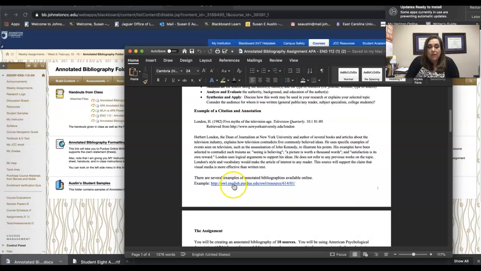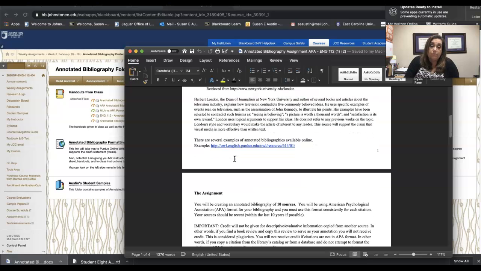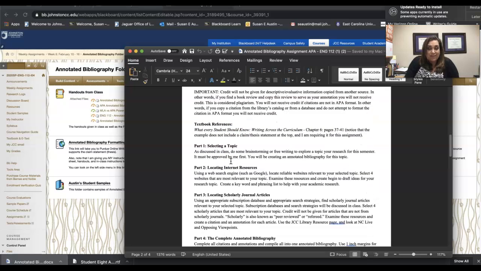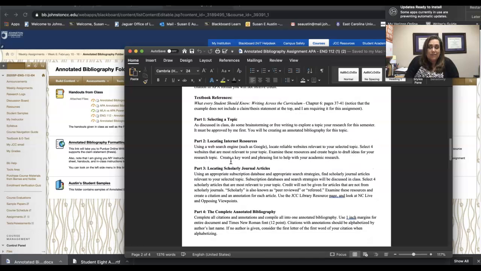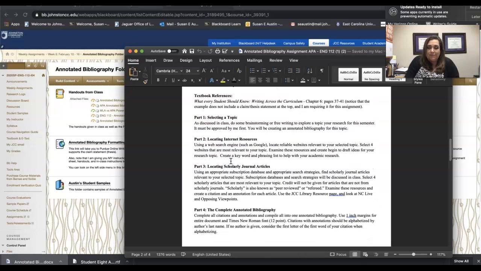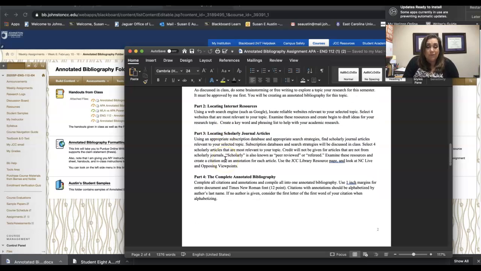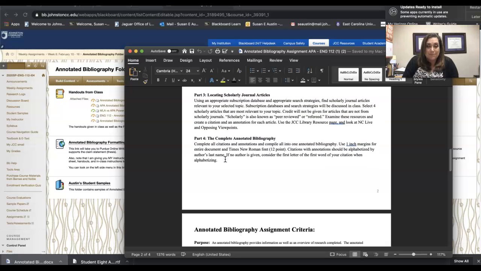I do have a quick little sample here, and I do have it linked to the OWL, the Purdue Online Writing Lab. And hopefully, this is single space. Remember, you will double space in your paper or your annotated bibliography. Okay, there are a couple little sections down here that you can read through. And some of it talks about selecting a topic, locating internet resources. These are things you've already done, so these probably will not be groundbreaking for you at this point.